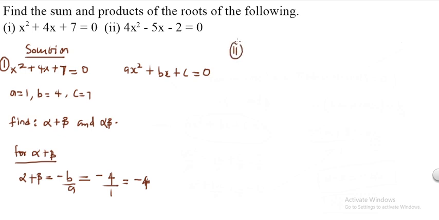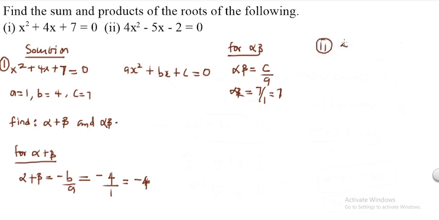Now for the second one, we are told to find the product of roots. So I'll say for alpha beta. Now alpha beta, we found it to be equal to c over a. All I'll simply do from here is to plug in my values of c and a. So alpha beta is equal to 7 divided by 1, which is equal to 7. Now from here, I found the sum and product of roots of this quadratic equation. So let's move on to the next one.